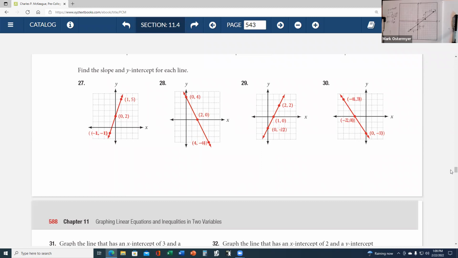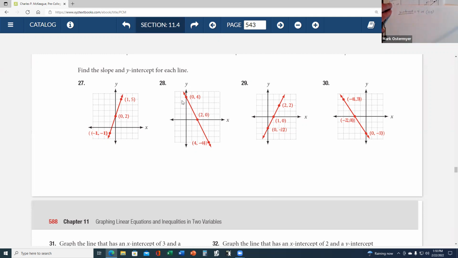All right, now in problems 27 through 30, they give us the graph of a linear equation, and they want us to find the slope and the y-intercept for these lines. I will do problem number 28. How can we determine the y-intercept of that line? Well, it's pretty simple, because where does the line go through the y-axis? So the line goes through the y-axis at 4, so the y-intercept would be equal to 4, or as an ordered pair, the y-intercept would be the point (0, 4).